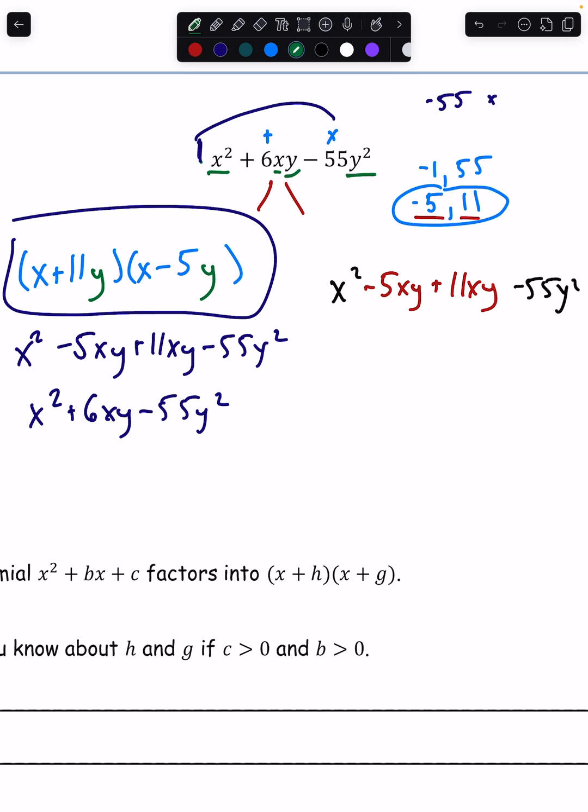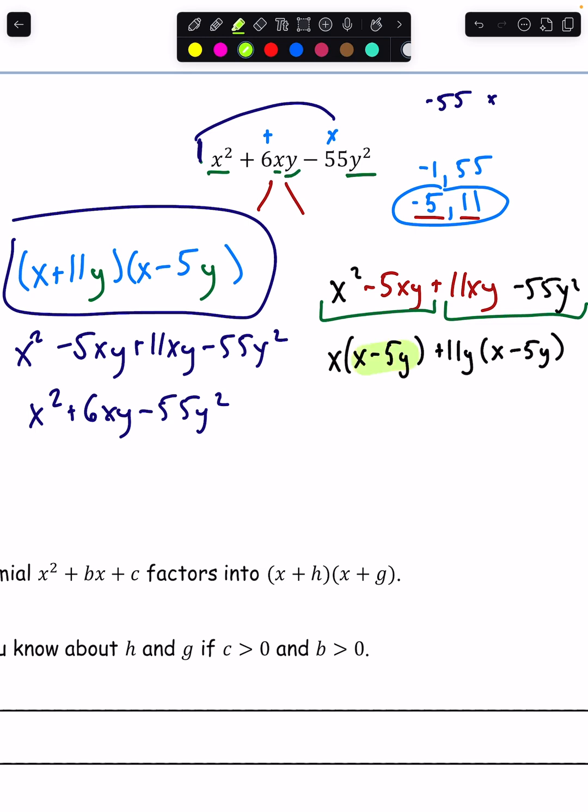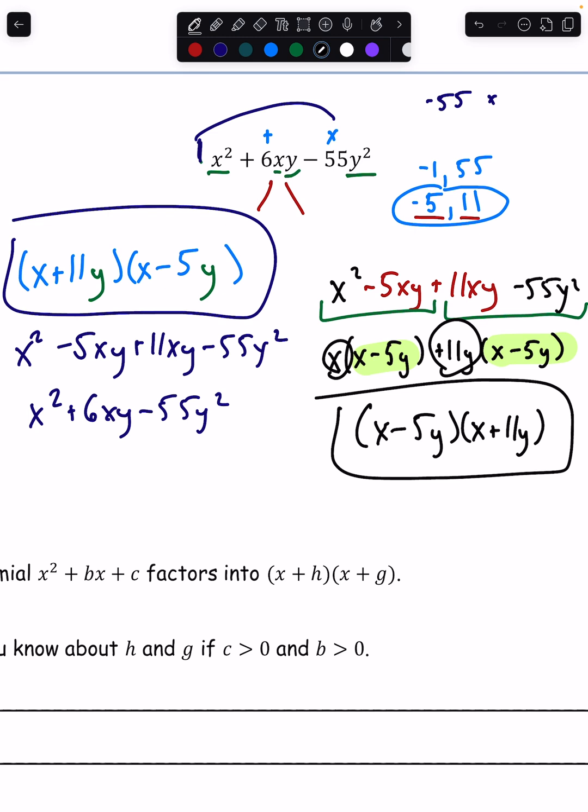And then we can do our factor by grouping. The greatest common factor here would be x. We're left with x minus 5y. The greatest common factor here would be positive 11y. We're left with x minus 5y. Look at that. We have the same thing inside the parentheses. We can take that out. x minus 5y, that's our GCF. And what's left over is x plus 11y. And that's the same thing as we did with the first method. So either method works.